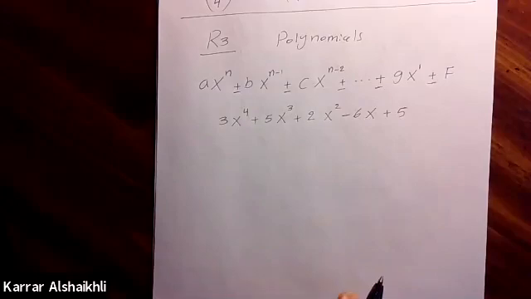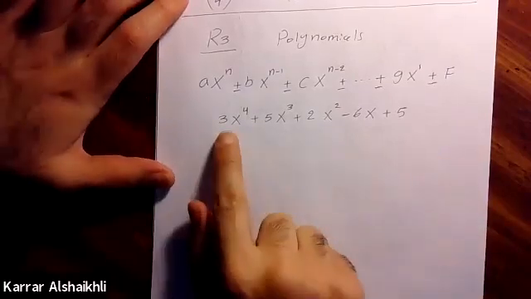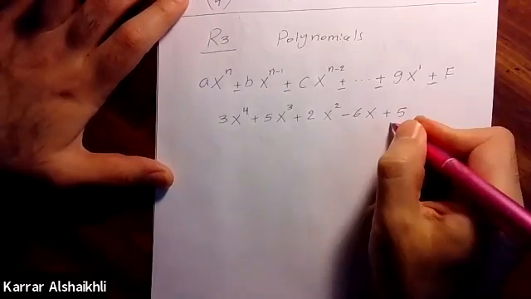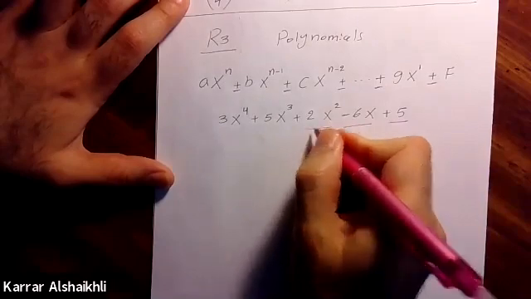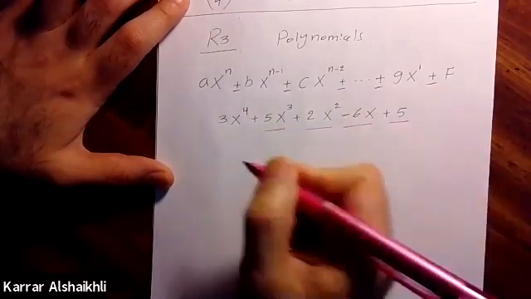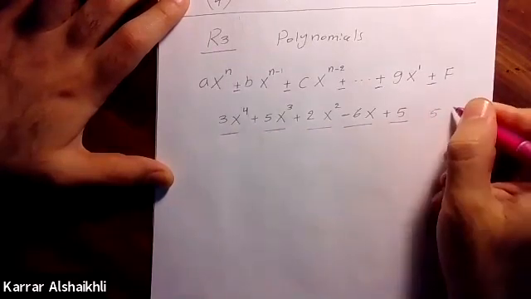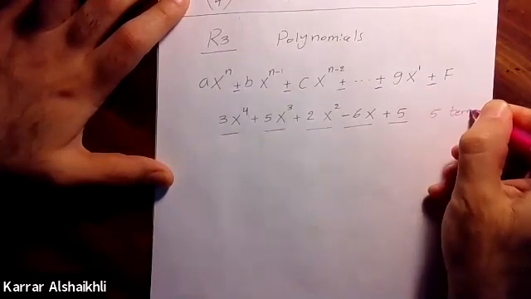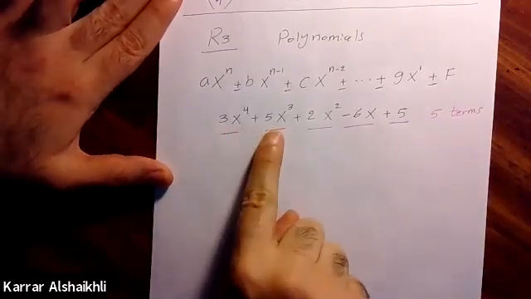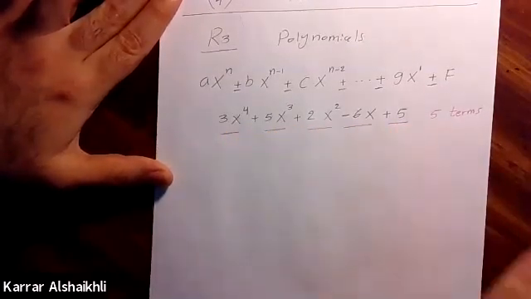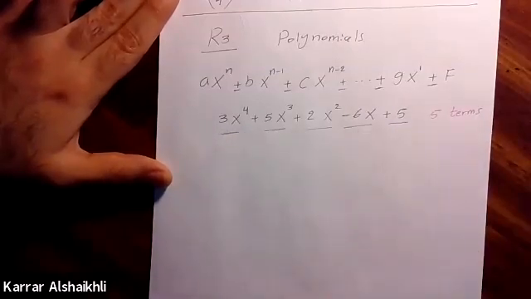Here's another example. How many terms we have here? This is 1, this is 2, this is 3, this is 4, this is 5. So we have 5 terms. So this polynomial, we have 5 terms.